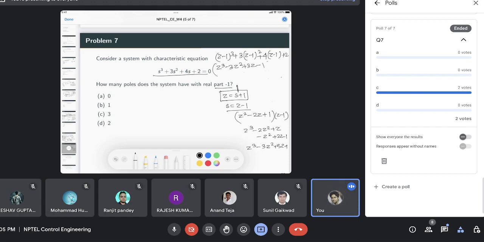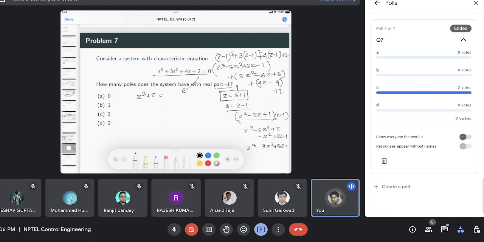Okay, then the second term is 3 times this, z minus 1 square, so you have 3z square minus 6z plus 3, then we have 4z minus 4 plus 2. Okay, you just simplify them. So you have this polynomial I am writing here: z cubed, z square is 0, then with z we have 4 plus 3, 7 minus 6, so 1, and the constant 3 minus 5.